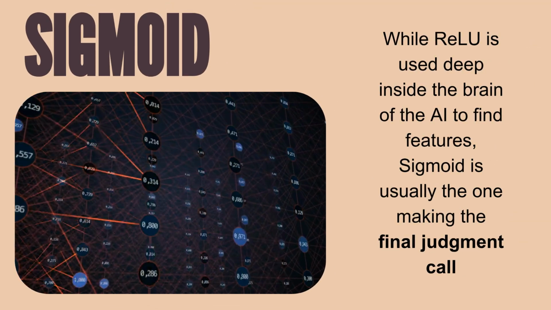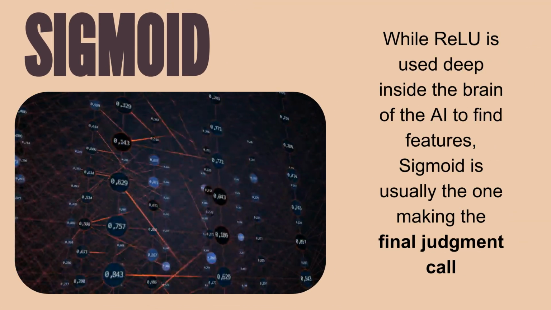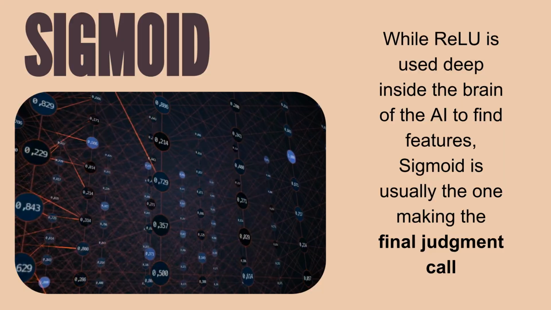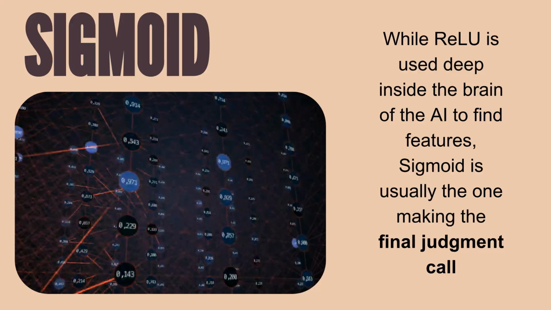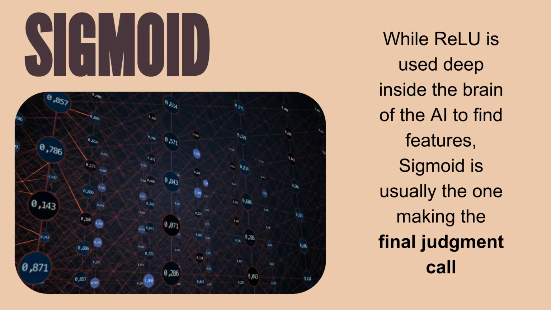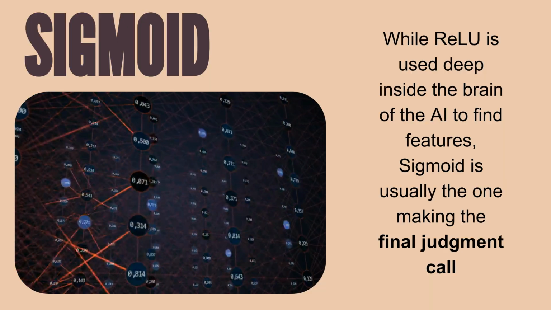If ReLU is a light switch, either on or off, then Sigmoid is a dimmer. It doesn't just say yes or no, it tells us exactly how confident it is. Let's see how it decides if that new email in your inbox is actually spam.